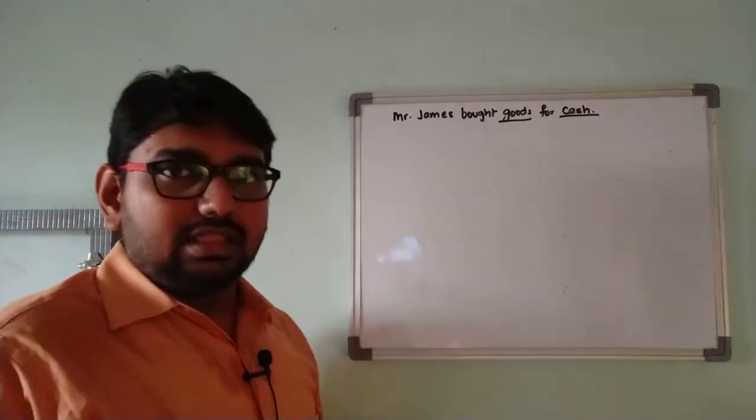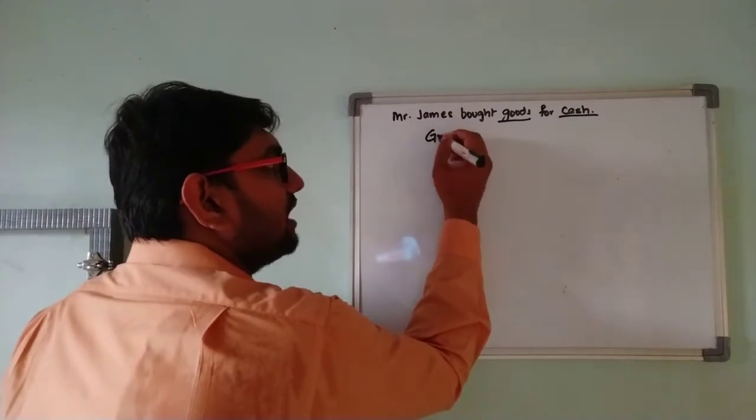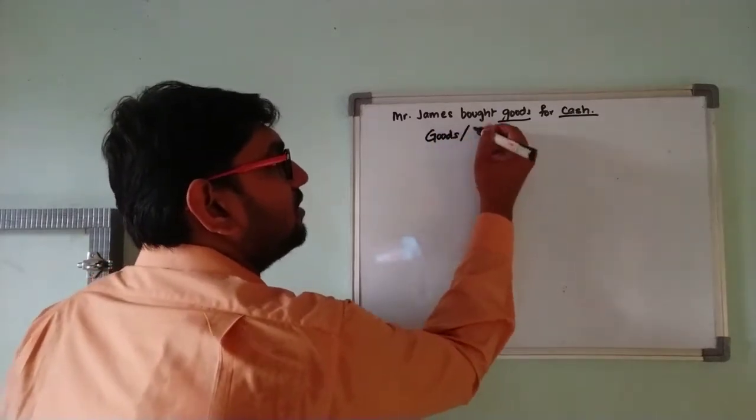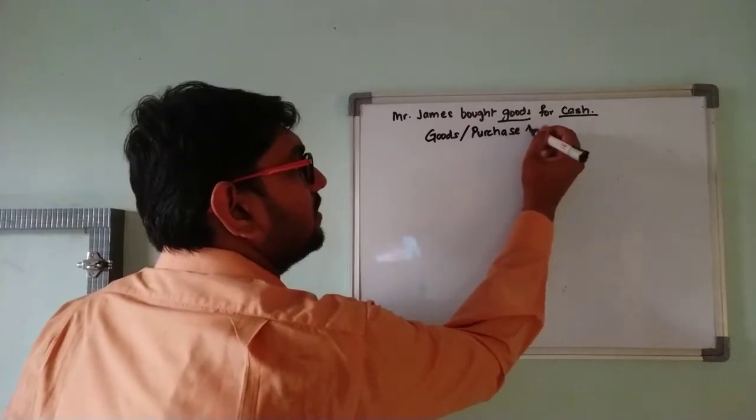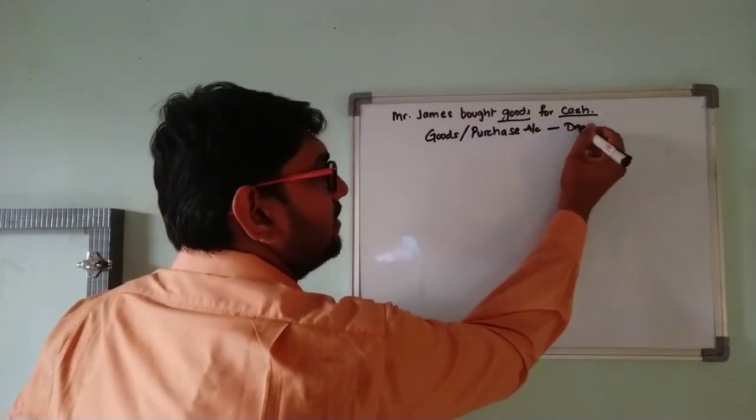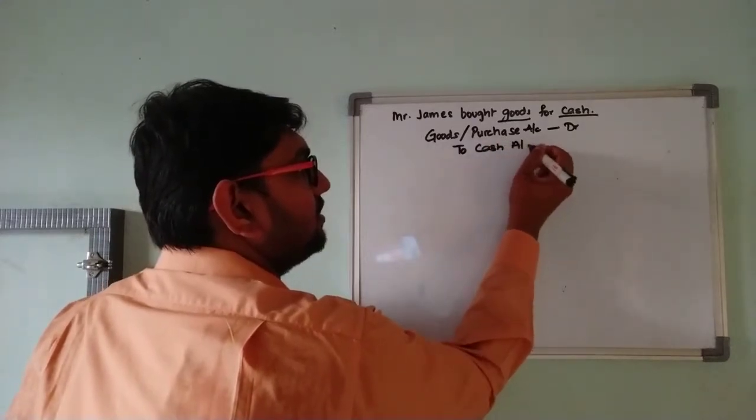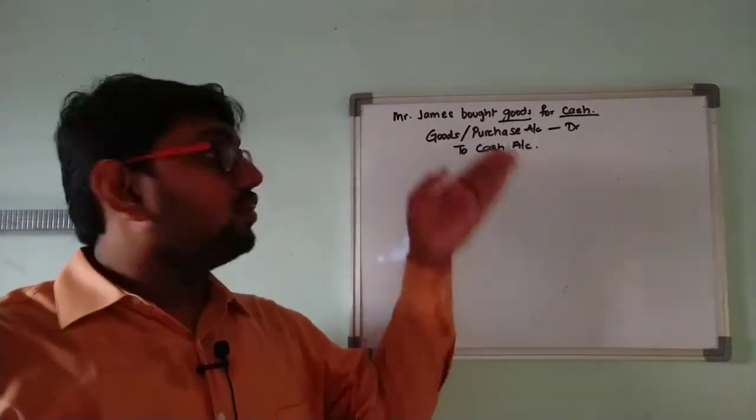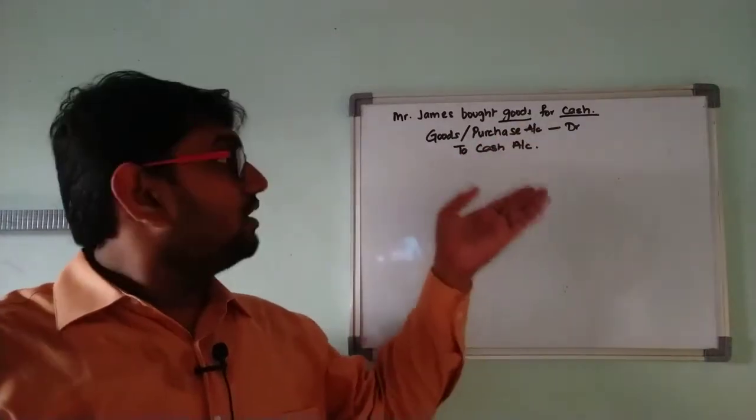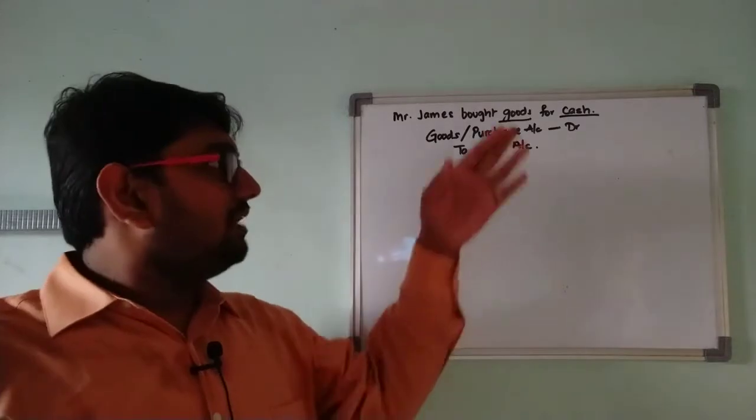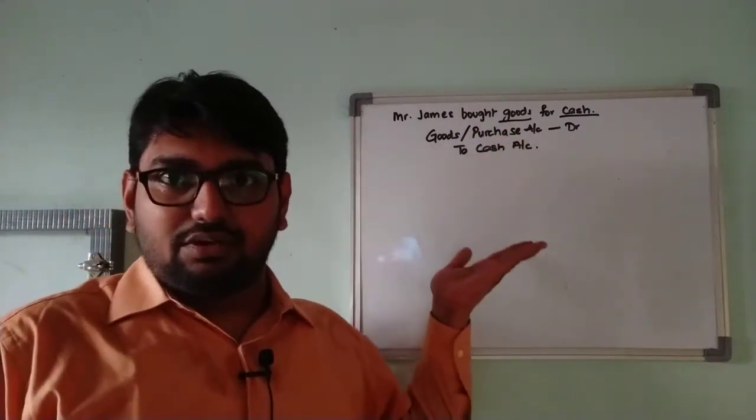Goods are coming in, cash is going out. So my entry is going to be goods account or purchase account, debit to cash account. Isn't it simple? Goods and cash are the two important aspects of this transaction. Goods are coming in, hence I am debiting the goods account. Cash is going out, hence I am crediting the cash account.